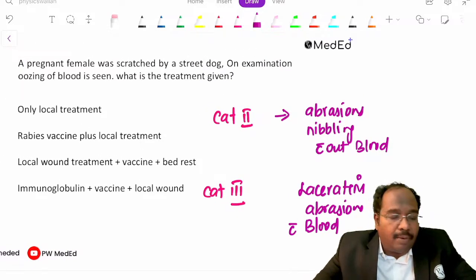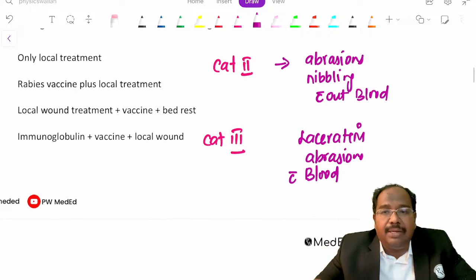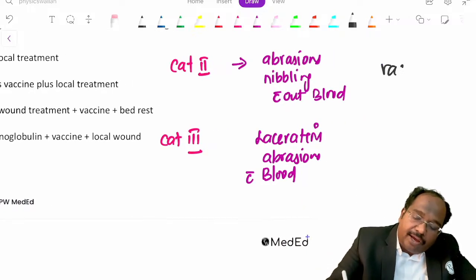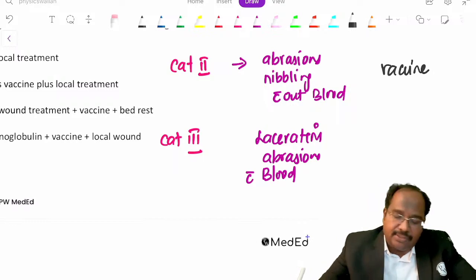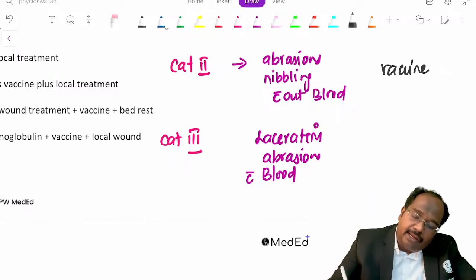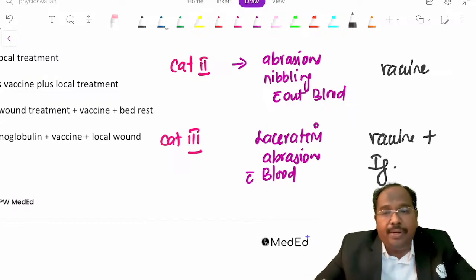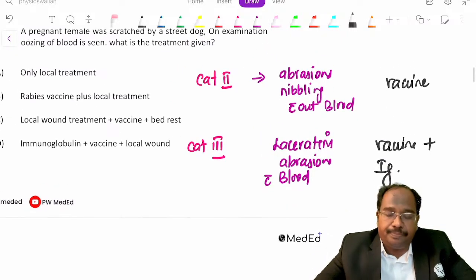So whenever you are seeing a dog bite or any bite case, you have to categorize the wound. Abrasions or nibbling without blood means you can give vaccine, and you can check whether the animal is healthy or not. Category 3, laceration, means you have to give vaccine plus immunoglobulins, for immediate protection.